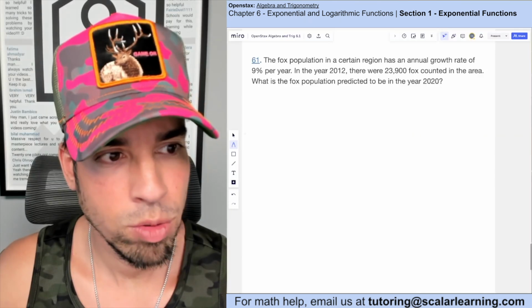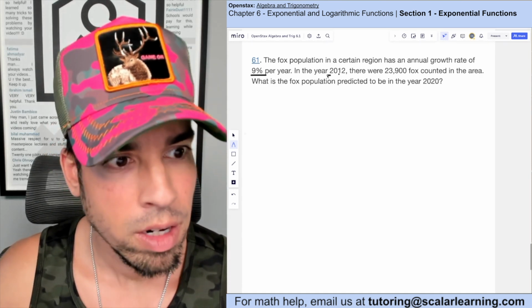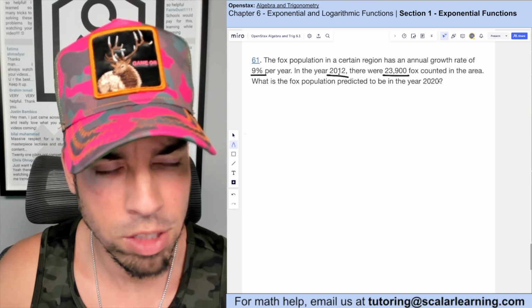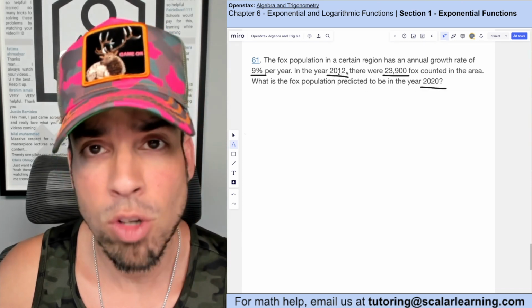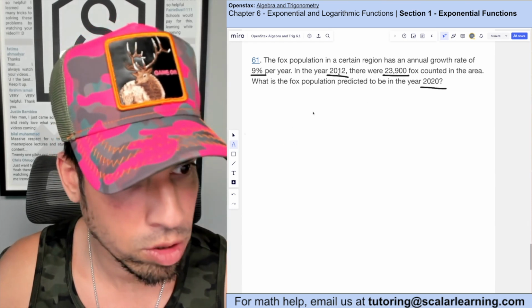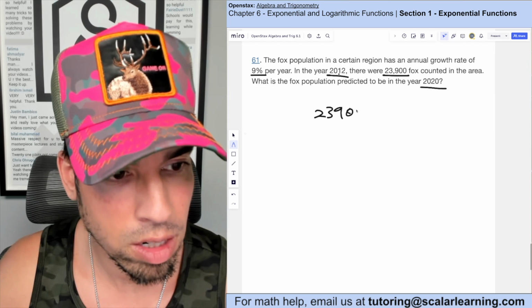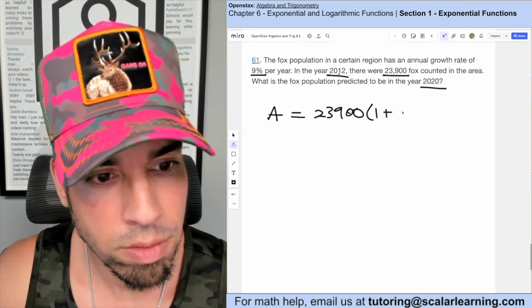Done. So for this one, it says the fox population has a growth rate of 9%. That's the rate. In the year 2012, there were this many counted. What is the population going to be in 2020? So let's call this time 0. So my initial value is 23,900. And then we're growing at a rate of 9%.